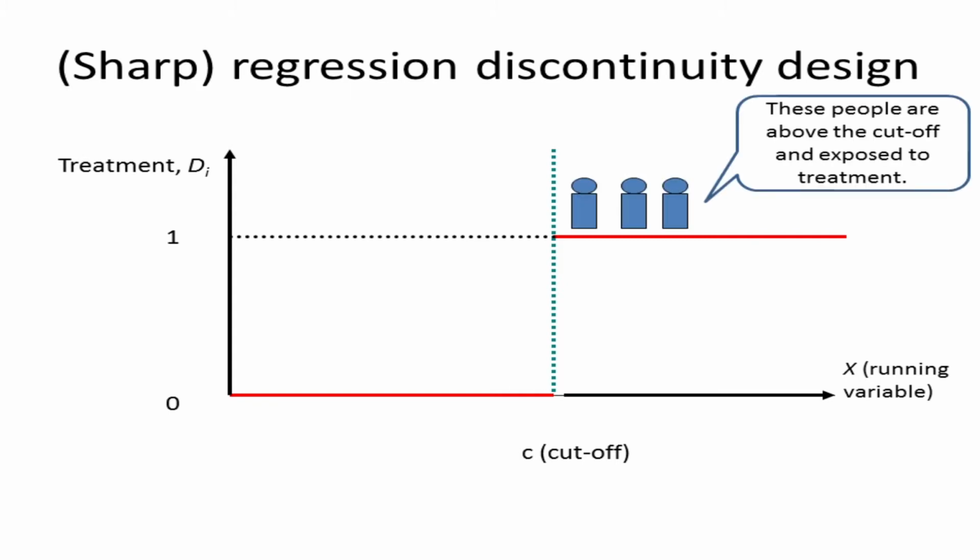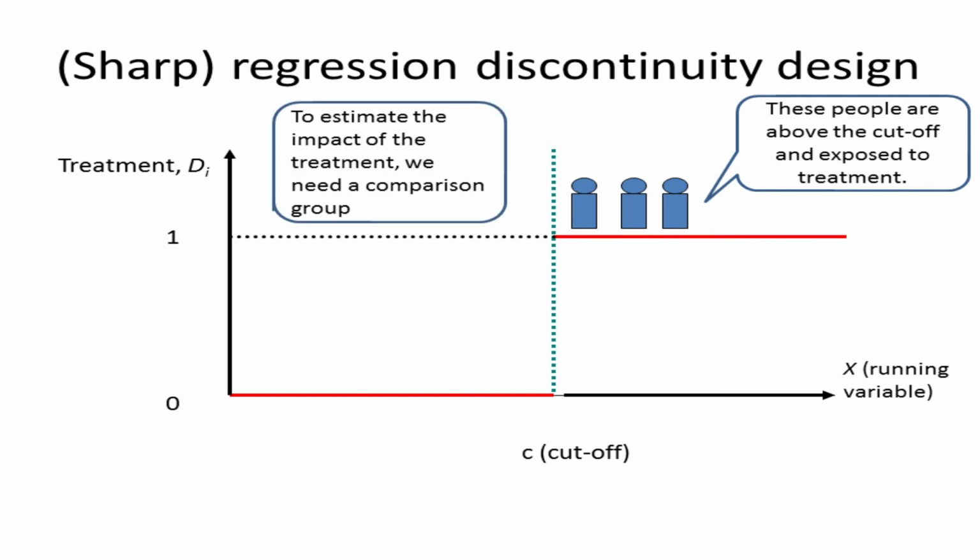Suppose we are trying to estimate the impact of this particular treatment on these people. These people are blue because they are being affected by the treatment. They're above the cutoff, so they get the treatment. We want to know what the impact of the treatment was on these people. In general, we would need to know the counterfactual: what would these people's outcome have been had they not been exposed to the treatment? Another way of putting that is, we need a comparison group.